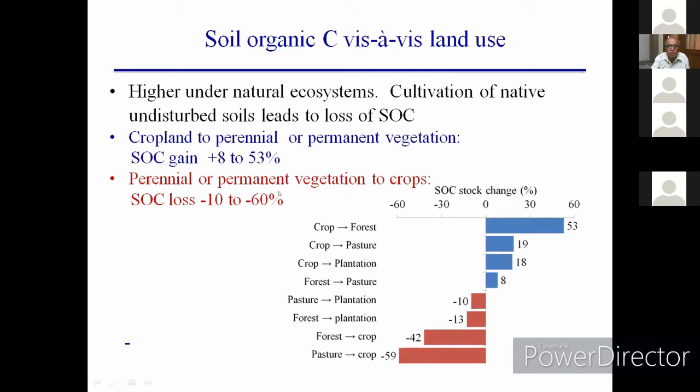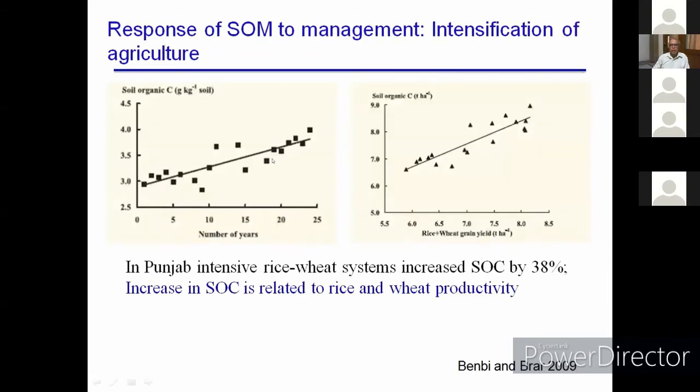So in a way, we want to store carbon. We want to minimize this loss of 10 to 60%. We want to maximize this gain of 8 to 15%. We should work somewhere in between. And then another example, as I said: intensive agriculture is not a bad answer.